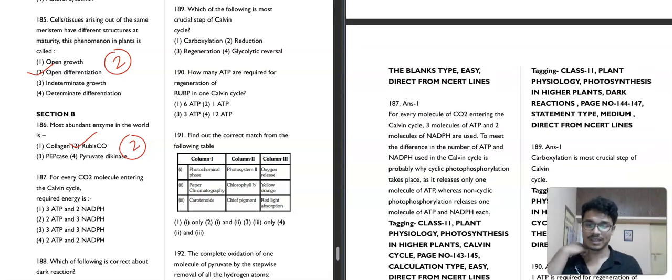Then question number 187. For every CO2 molecule entering the Calvin cycle, the required energy is, you know that, 3 molecules of ATP and 2 molecules of NADPH are used. 3 molecules of ATP and 2 molecules of NADPH. First option is our correct answer.